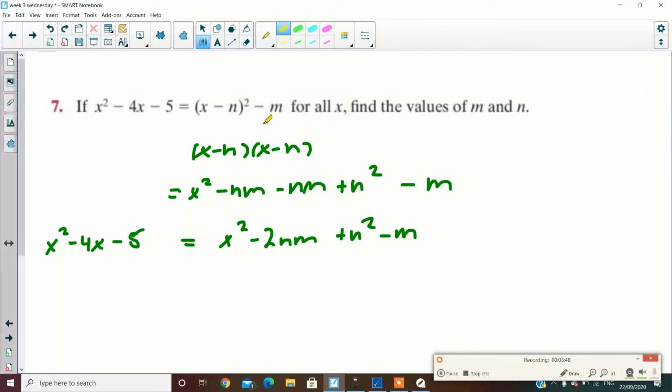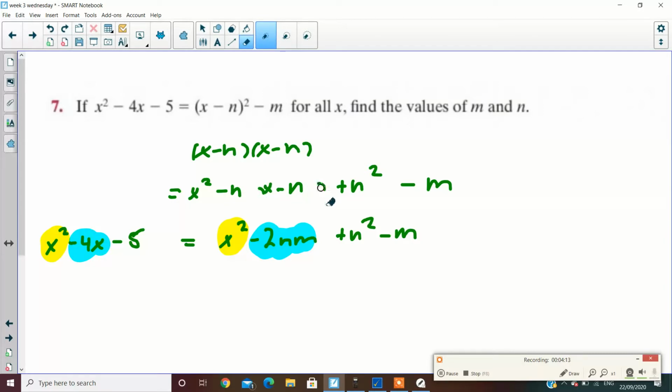Now, x squared equals x squared. It's a no-brainer. The minus 4x equals minus 2nm. I also forgot the x, didn't I? There should be an x there. Oh wait, I made a mistake. Sorry guys, I made a mistake there. It's just nx, isn't it? Not nm. So it's n times x, which is nx. That's another nx, which makes that minus 2nx. So my fault.